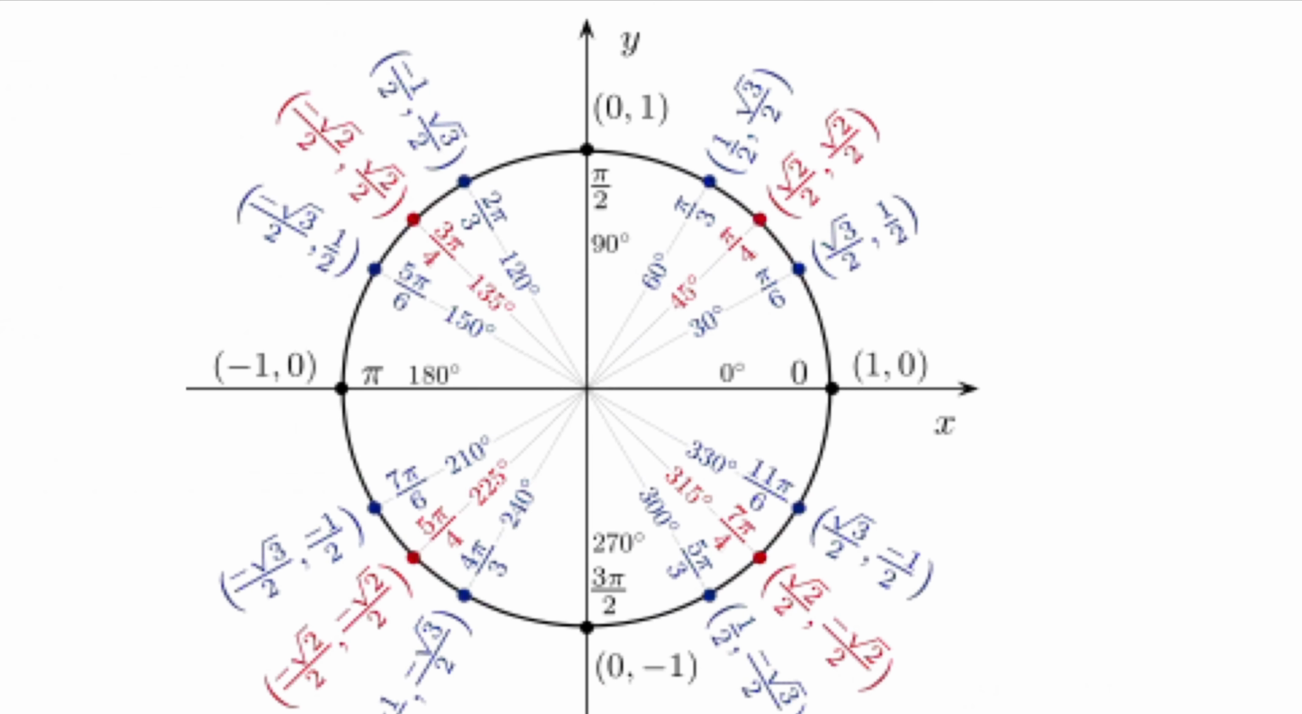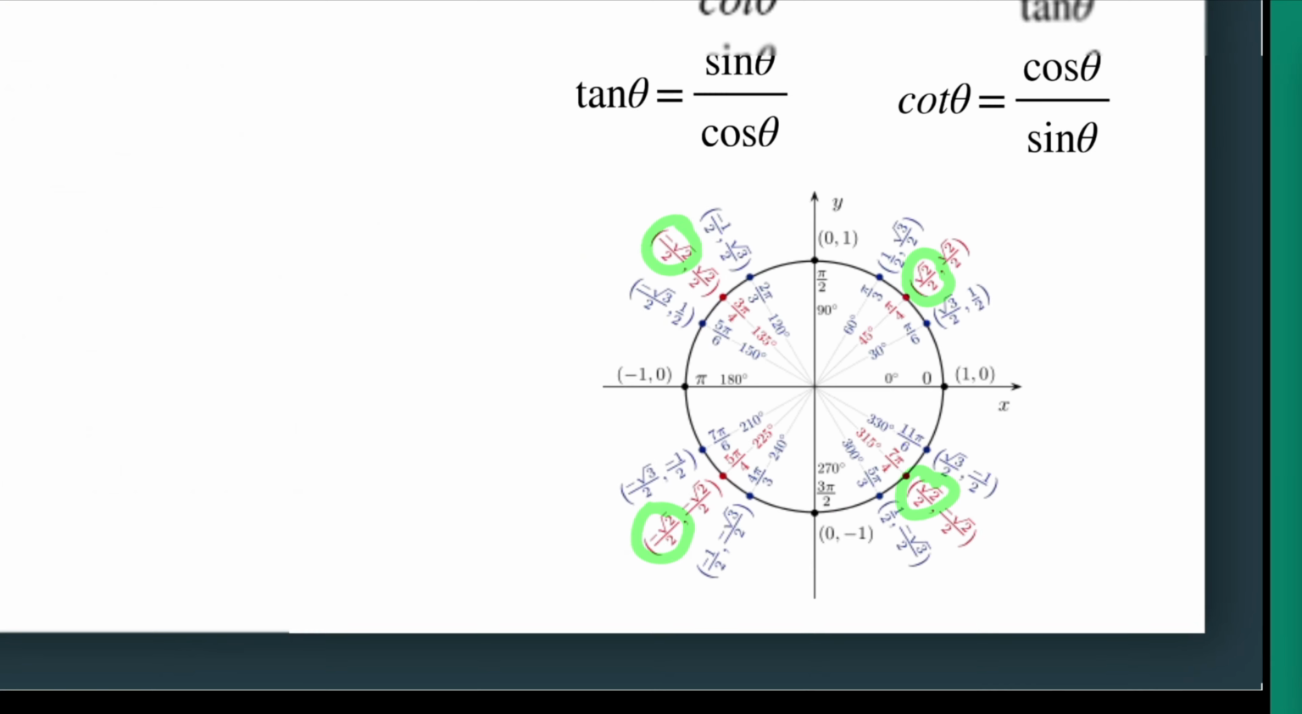So I go here, and that's going to be 4 different points, right? I see the positive square root of 2 over 2 here, the negative here, and the positive here. So I got 4 answers. I got pi over 4, 3 pi over 4, 5 pi over 4, and 7 pi over 4.